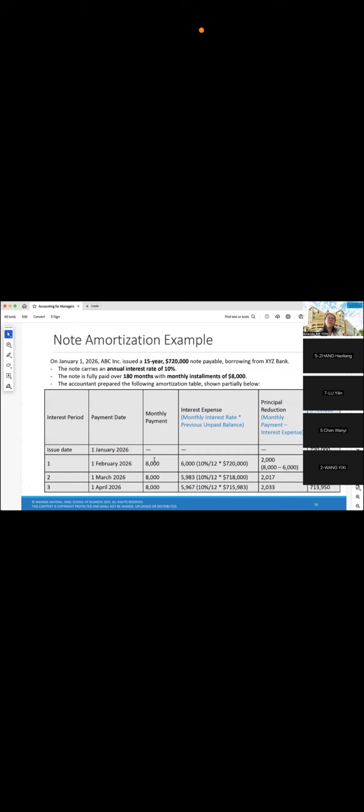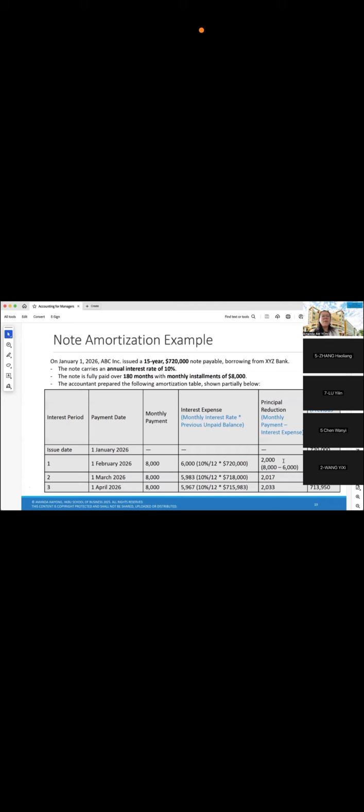How we calculate the interest expense would be following this formula, where we take the monthly interest rate multiplied by the previous unpaid balance. Interest rate is always quoted on a per annum basis, that is 10%. We are going to divide it by 12 because we need the monthly interest rate, multiplied by the previous unpaid balance of 720K. So interest expense for the first period would be $6,000.